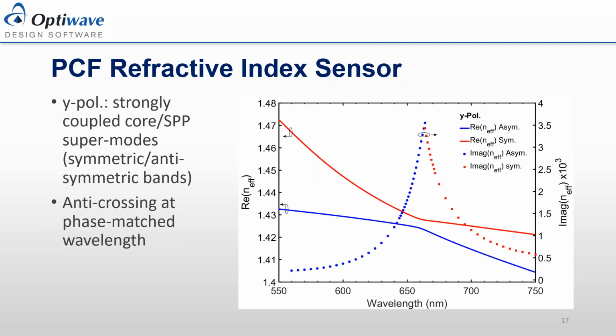What is of interest to us is the Y polarization. So this particular polarization will strongly couple to the surface plasmon polariton, or the plasmonic mode that exists between the silica and the gold. And what we see is there is an anti-crossing at the phase matched wavelength, which is this spike right here, which corresponds to significant mode loss. And that mode loss is the result of the fiber core coupling to the plasmonic mode.